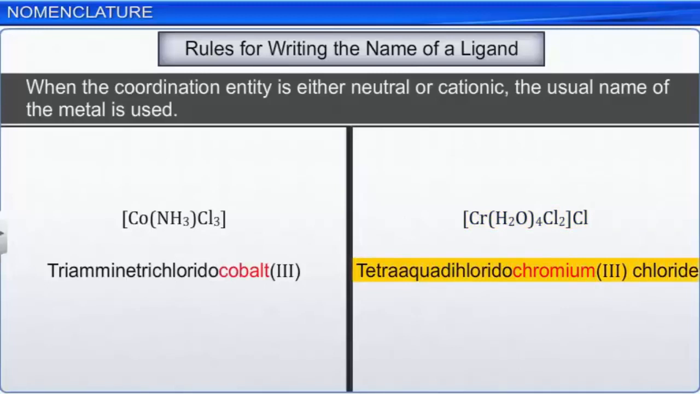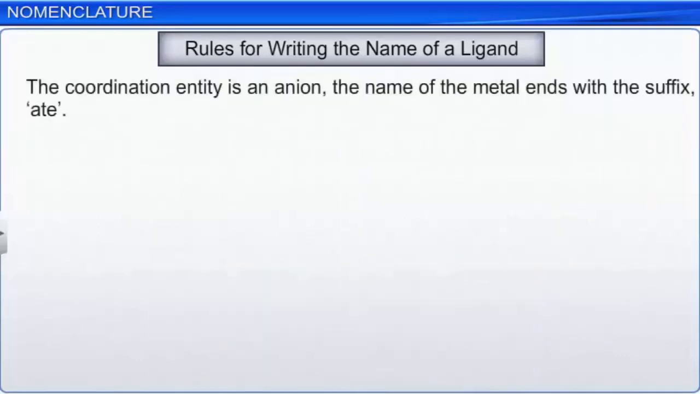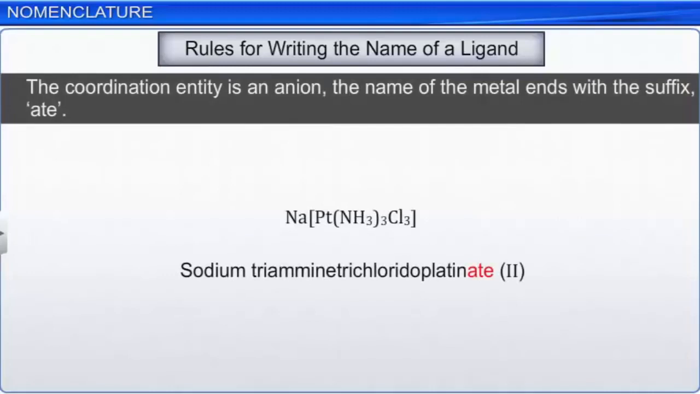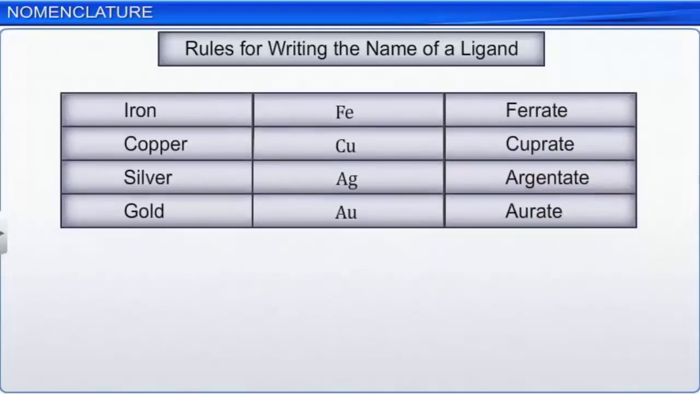However, when the coordination entity is an anion, the name of the metal ends with the suffix -ate. For example, the anionic complex Na[Pt(NH3)Cl3] is named as sodium amine trichloridoplatinate(II). For some metals such as iron, copper, silver and gold, their Latin names ferrate, cuprate, argentate and aurate are used. For example, the complex K2[CuCl4] is named potassium tetrachloridocuprate(II). Similarly, the complex Na[Ag(CN)2] is named sodium dicyanoargentate(I).